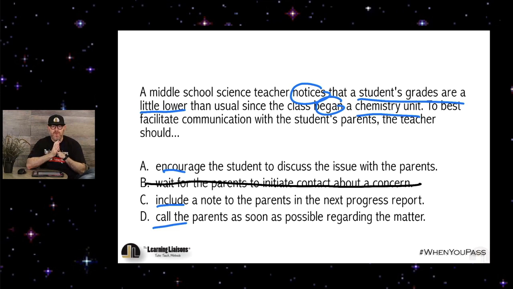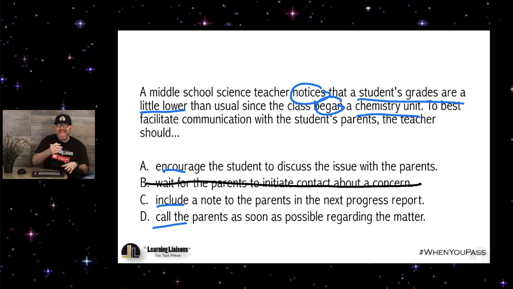Now let's look at the one we crossed off, B. Do we wait to initiate contact until the parents are concerned? Of course not. We started the class, we started a unit, and noticed their grades are a little lower. We don't want to wait because that'll jeopardize the long-term effects on this. All right, great. What's another letter that we can cross off?